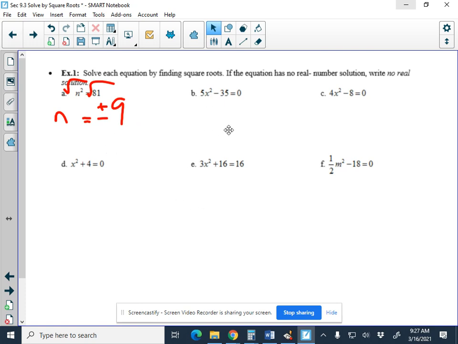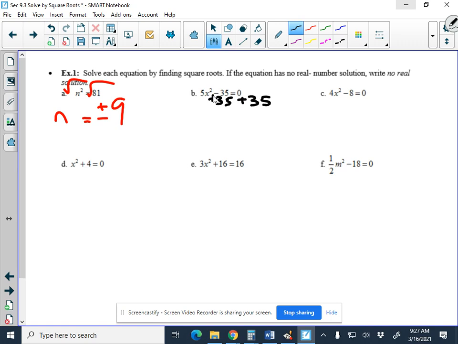All right, now part B, let's use inverse operations. First, what do we normally do here? It's just algebra. What should we do to solve this? Add 35. We've done stuff like that many times. So then 5x squared equals positive 35. What next? x squared equals 7.